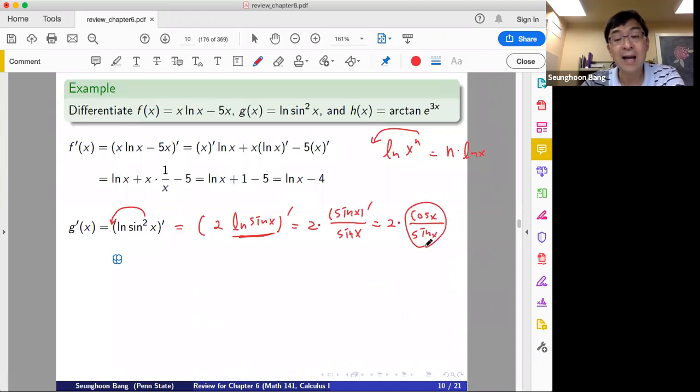One more. Do you know the identity of cosine over sine? What is the identity of cosine over sine? Could you write your answer on the chatting board? What is the identity? The answer is, okay, I can do it.